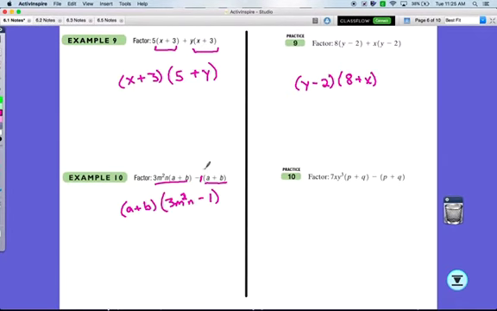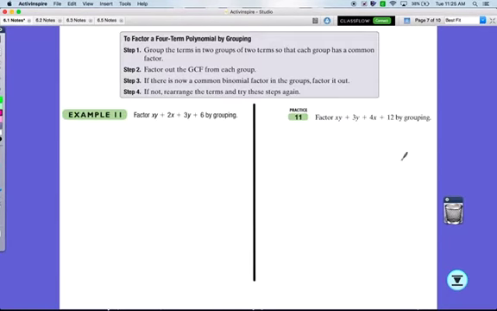Try your practice. Here you go. You'll take the p plus q, which will leave you with 7xy to the third minus 1. All right.